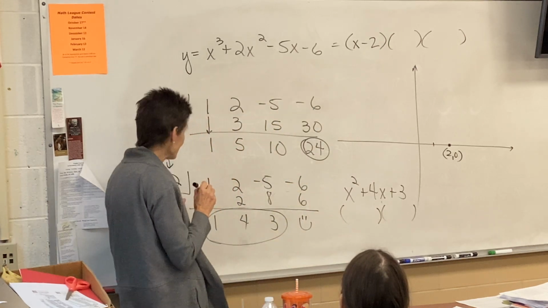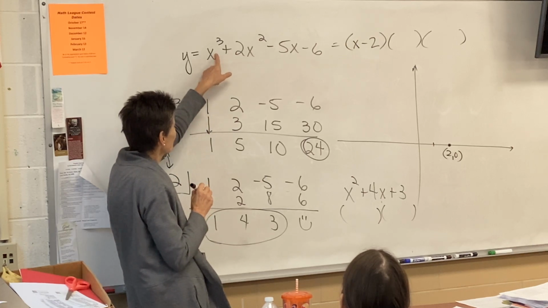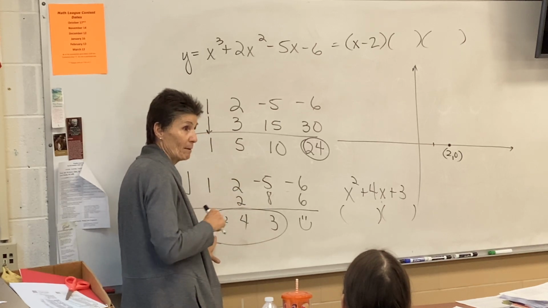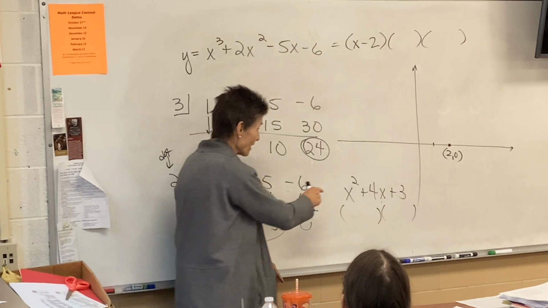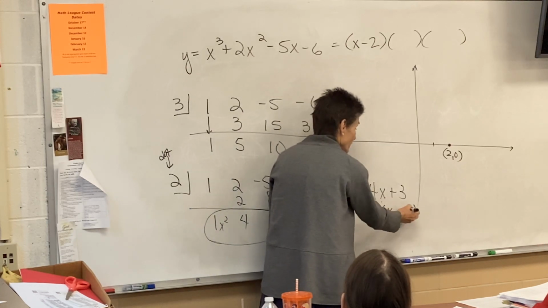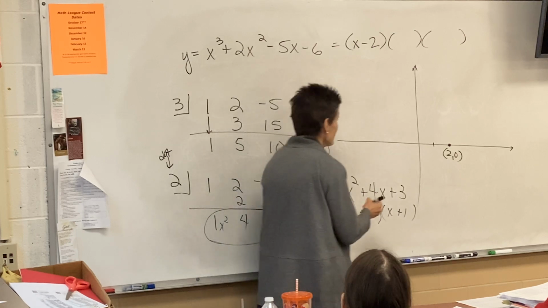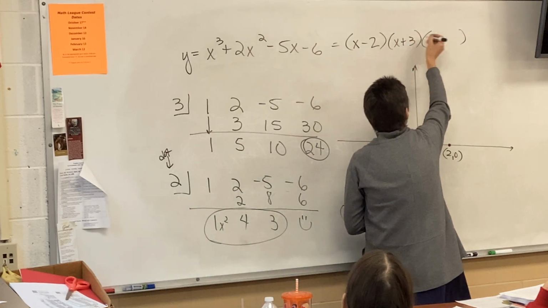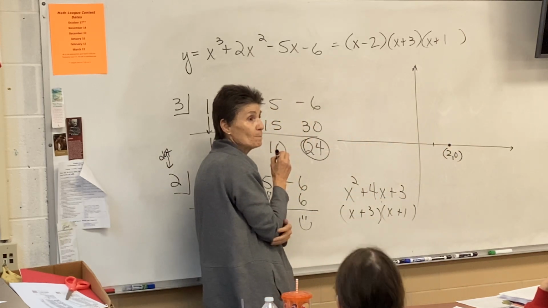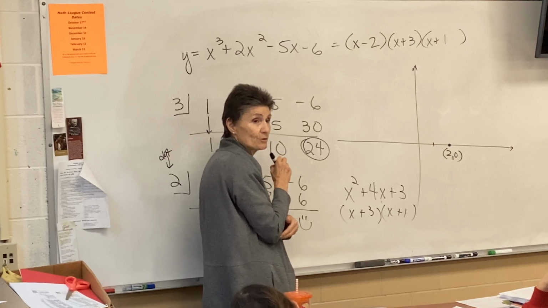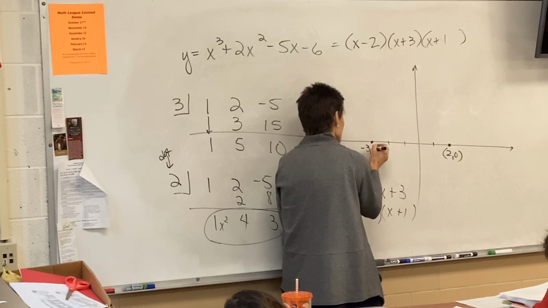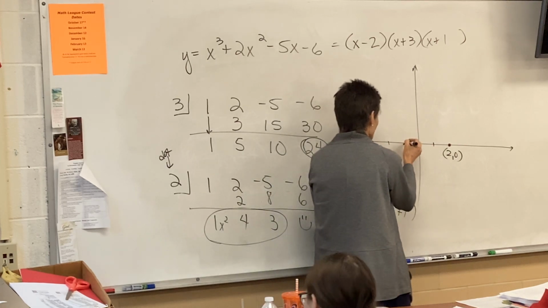So when you divided this out, your problem went from being a cubed down to being a squared. It always goes down by 1. Well, I think that factors, doesn't it? X plus 3 times x plus 1. So there are your other 2 factors, which means that your other 2 dots were where? -3 and -1.